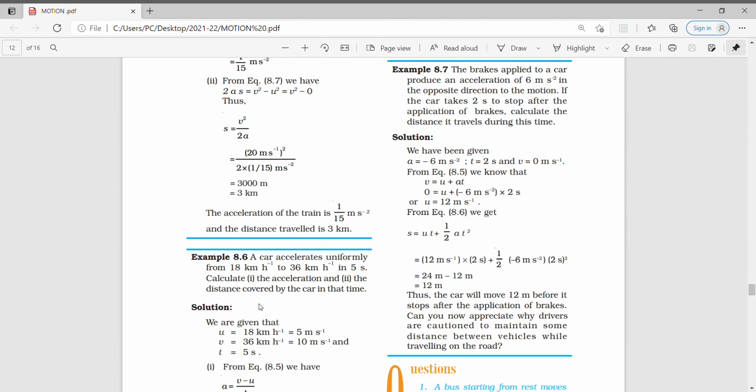So I will advise that you solve this numerical and the previous one also, example 8.6 and example 8.7. You solve these two numericals by different equations of motion. Like for this example 8.7, use the third equation of motion, v square minus u square is equal to 2as. You use this equation and even then you will be getting the same answer.